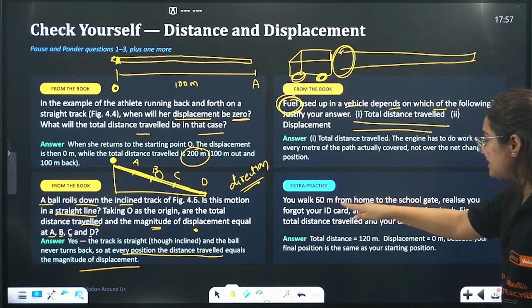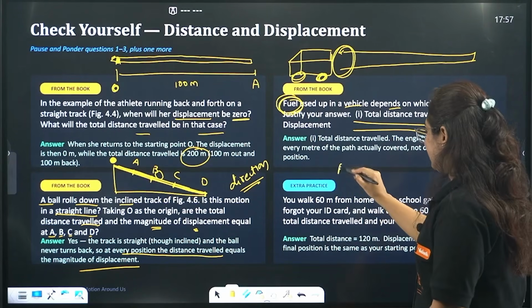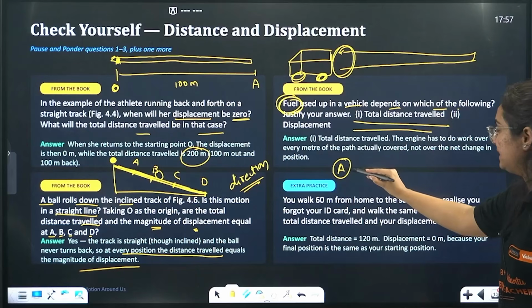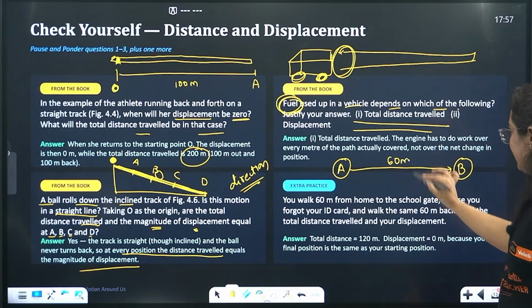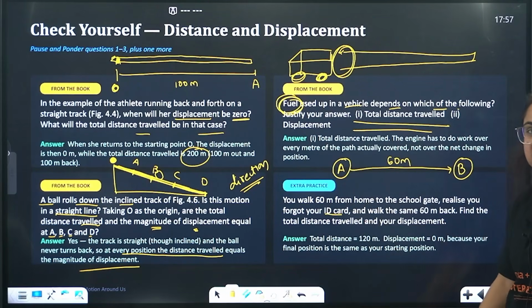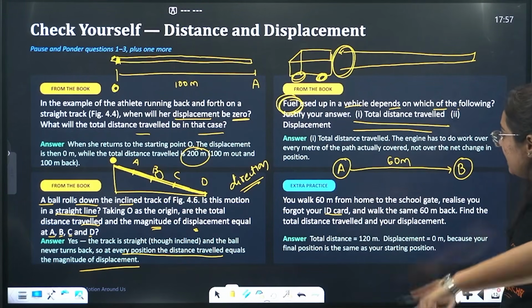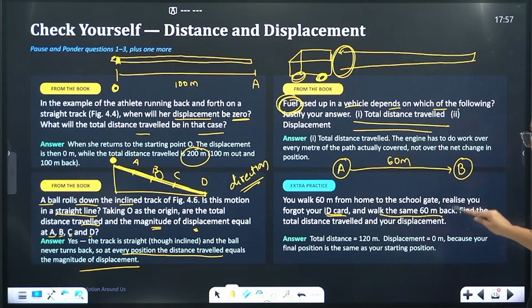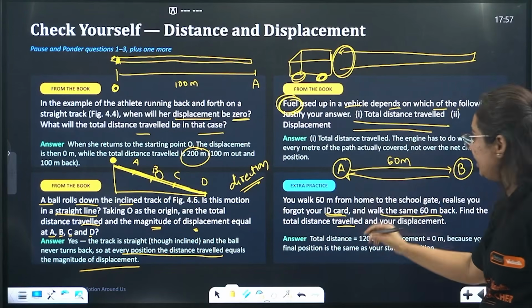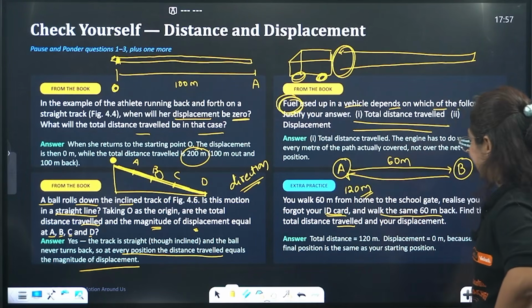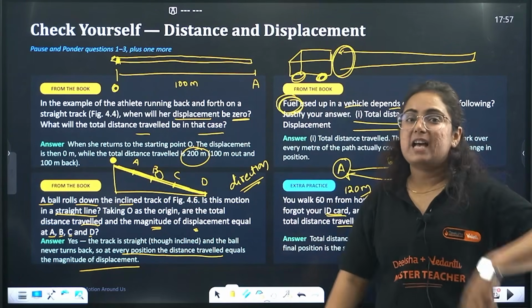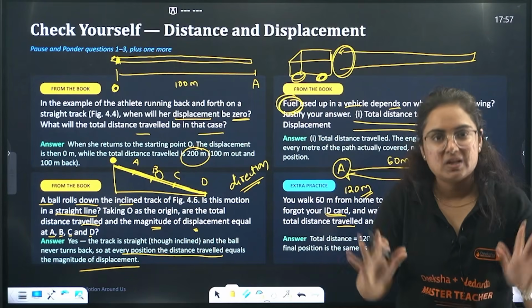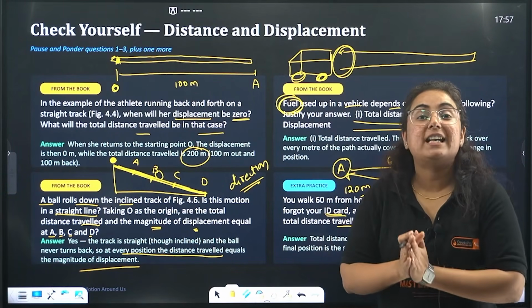Next, you walk 60 meters from your home to the school gate. You are person A, and this is your house. You start moving towards point B, that is your school, which is 60 meters away. You realize you forgot your ID card. If you are doing this now, don't do that, okay? You walk the same 60 meters back. The total distance traveled is 60 plus 60, that is 120. But find the displacement. You started from your house and reached your house, so your final position is the same as your initial position. Why? Because your direction changed.